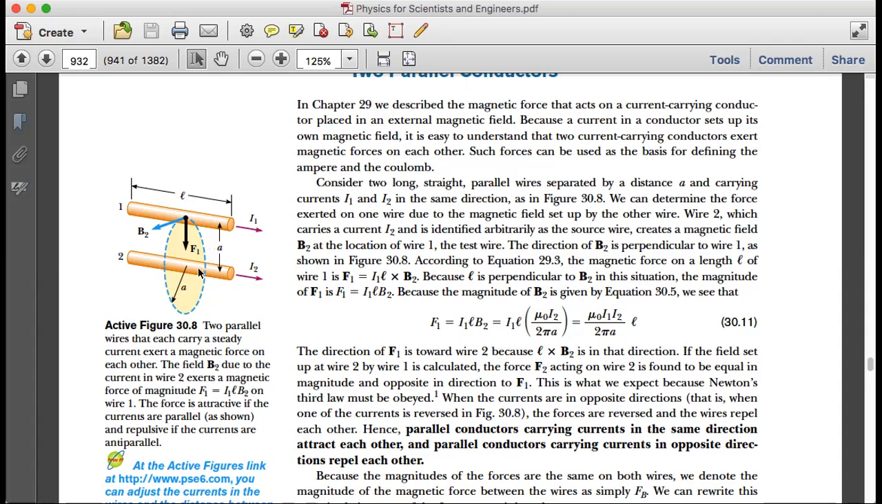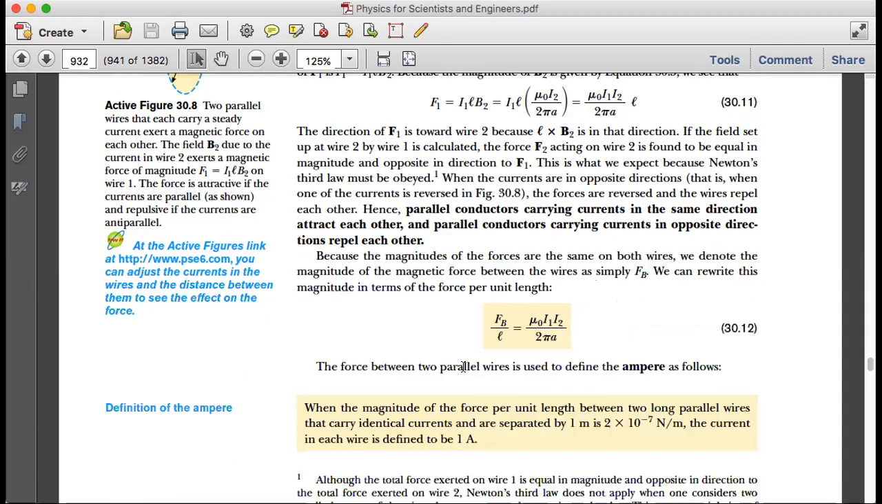If we calculate F2, you will have the same formula. I mean, the magnitude of F1 is equal to the magnitude of F2, but they have different, opposite directions.